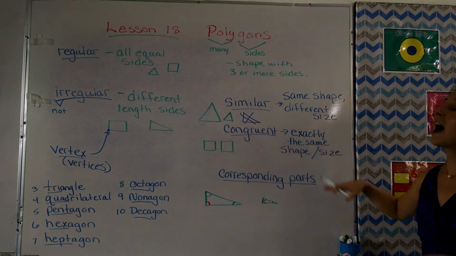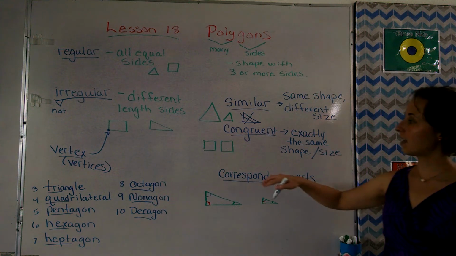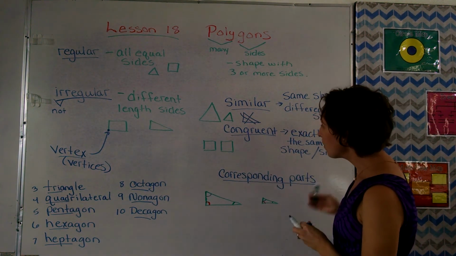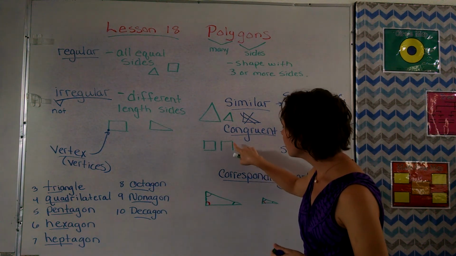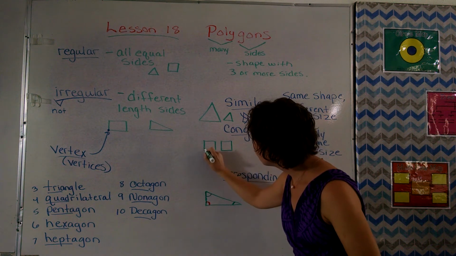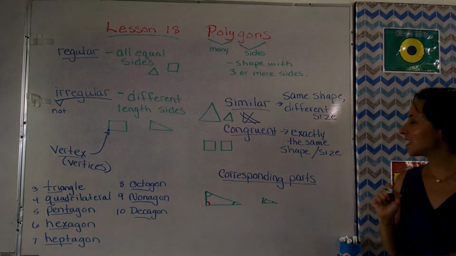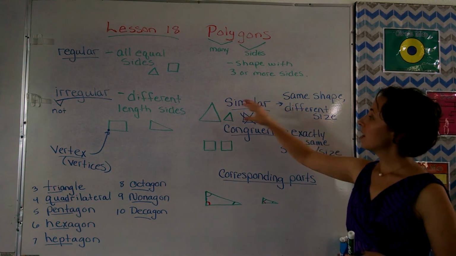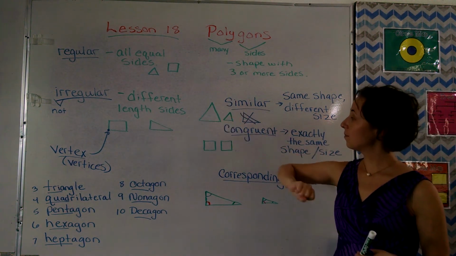Congruent means that it's exactly the same size and exactly the same shape. Now, I tried very hard to make these exactly the same, and as I'm looking at my picture, I failed. You guys know art is not my strongest class here. Mostly, pretend those are exactly the same. Those would be congruent. Similar, same shape, different sizes.